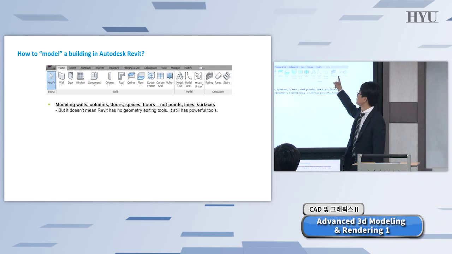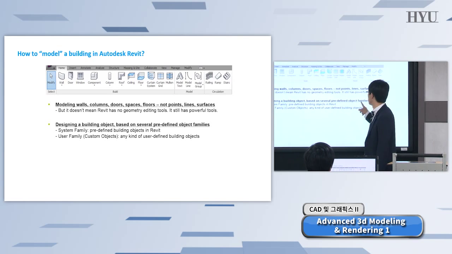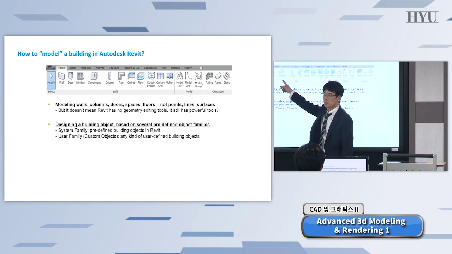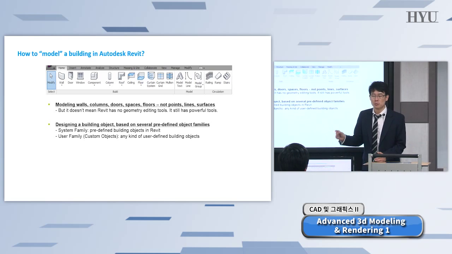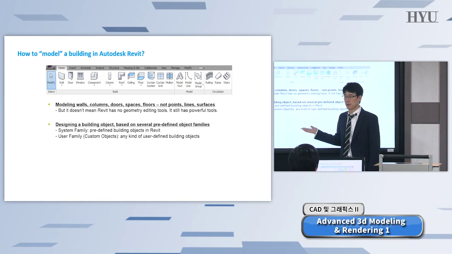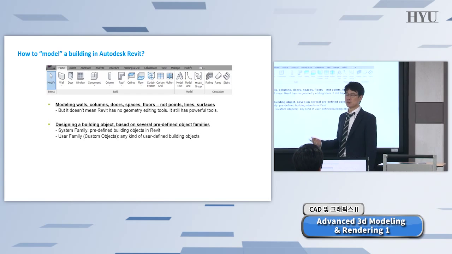So this one has building components. Designing a building object based on several predefined object families. This means that the columns component, they are all real-world object, okay? If you want to create 1 millimeter thickness wall, there is no such way, okay? Simply because in real world, there is no 1 millimeter thickness concrete wall, okay? Only standardized thickness, height walls can be defined. Of course, you can manually modify them, but it's going to be a problem.